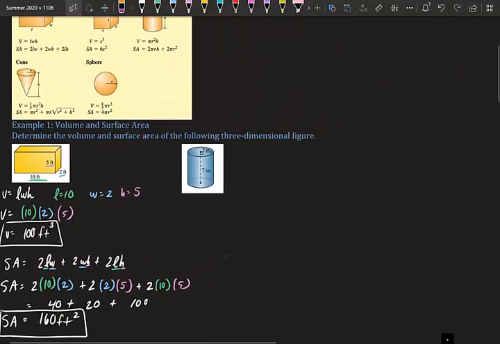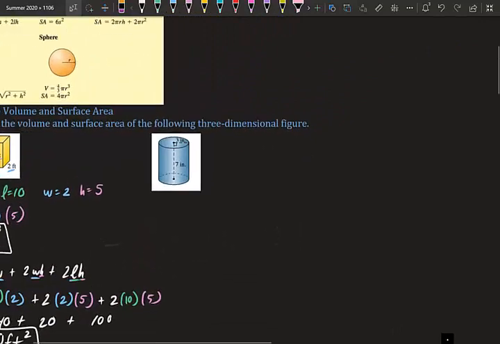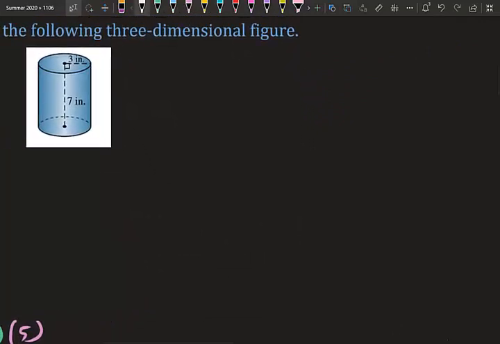Alright, let's move on to the next shape. The next shape is a cylinder. Since this is a cylinder, we know what formula to use for volume: V equals pi r squared h. Let's determine what everything is. Our radius is 3 and our height is 7. So let's plug it in. Always label what each variable means.